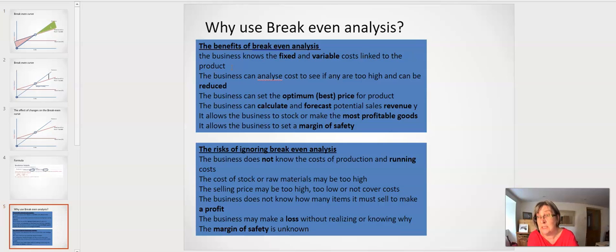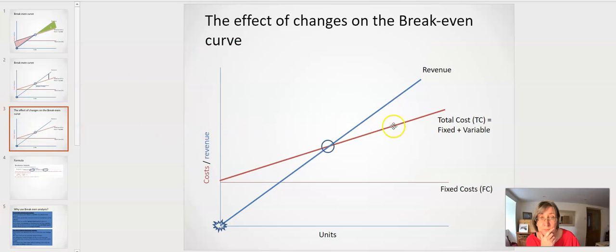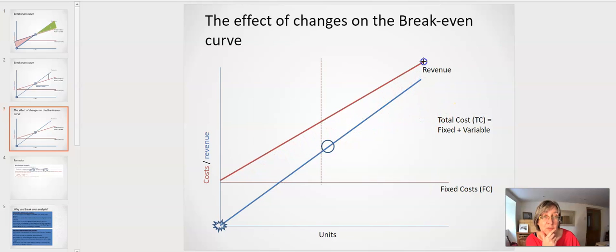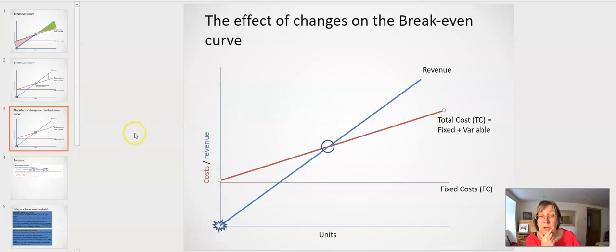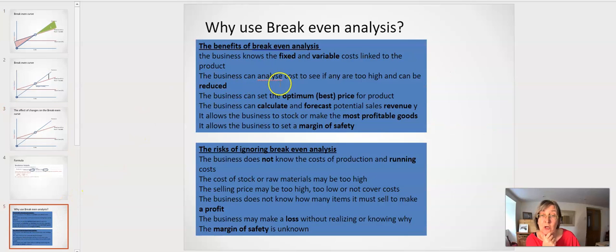If in our graph our costs are greater than our revenue, we'll never make a profit. So a business must check to make sure that the costs are below the revenue, that it is possible to make a profit. It means that the business can analyse the costs to see if any are too high or can be reduced. So they're actually thinking carefully about the individual costs, and that focus might mean that they can reduce costs.